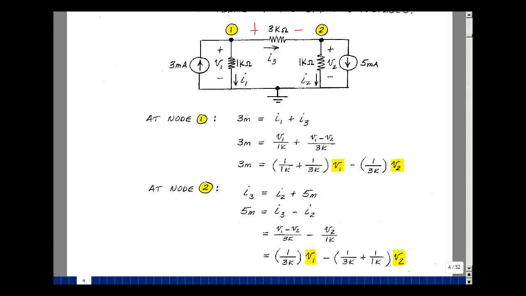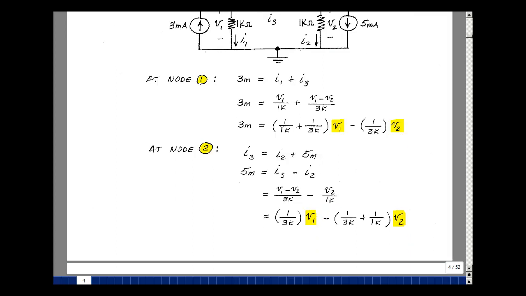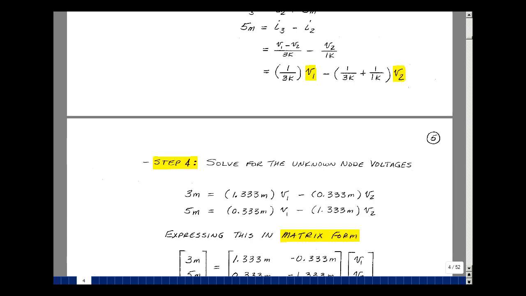Let's group the things that multiply V1 together and V2 together. V1 is multiplied by 1 over 3K. V2, though, is multiplied by 1 over 3K with a minus sign, and also V2 over 1K with a minus sign. Bring those minus signs out and have the addition of these 2 terms. I have a second equation in the 2 unknowns V1 and V2.